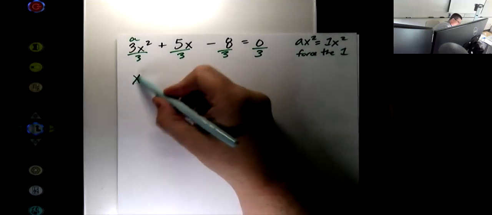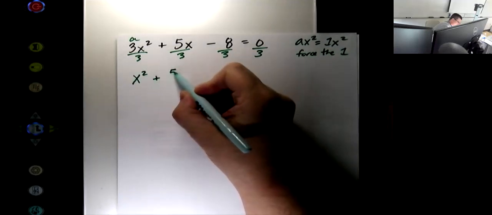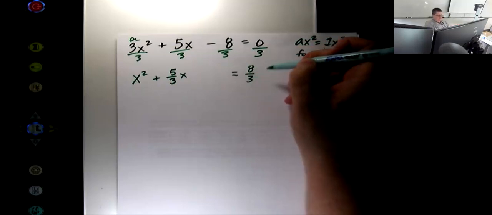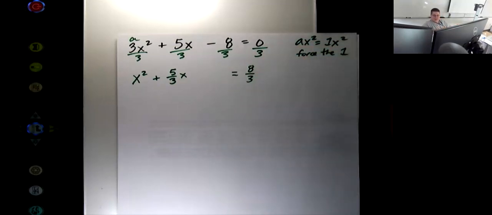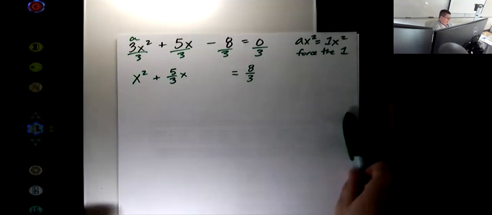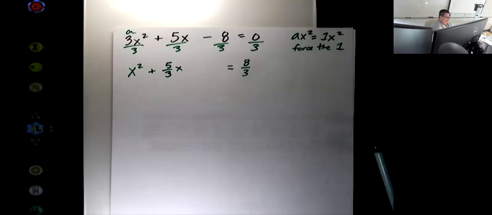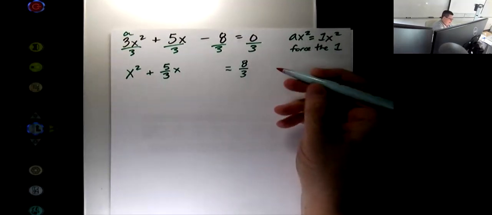It becomes x squared plus 5/3 x. And I'm gonna add 8/3 to both sides, just to save a little space here. Are you guys okay with that step? That step's not too bad, it's the next step that sucks.